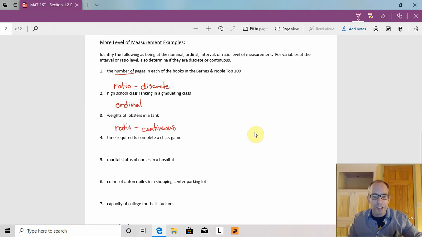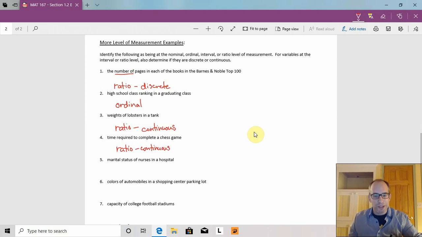Time required to complete a chess game, that's another one where time works like it's a physical measure. So this is actually going to be another one that's ratio and continuous. And if you think about it, you can see the ratio. Oops, I missed a letter. I missed a U. But if you think about it, if you have a chess game that takes 16 minutes, then that's twice as long as one that takes 8 minutes, right? So the idea of doubling works. And now I have the word spelled correctly.